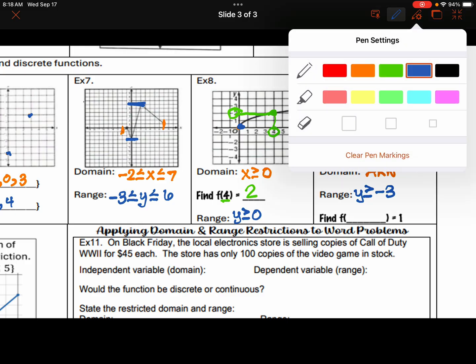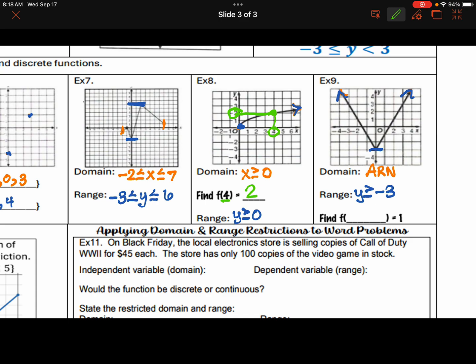Okay, now they flipped it on me. They said my output value is 1. So I'm going to come to an output value of 1, and I'm going to look and say, okay, when did that happen? And I'm going to look down and go, ooh, it happened at -2, and it happened at +2. So I'm saying for f of -2, out will come a 1, but also for f of 2, out will come a 1.